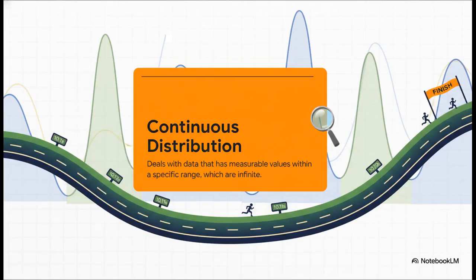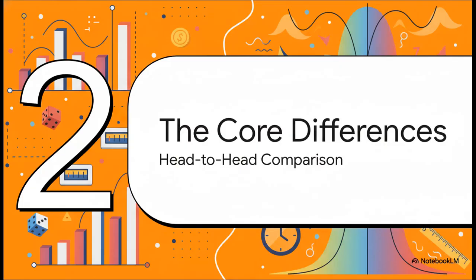And on the flip side, we have its counterpart, the continuous distribution. This one is the specialist for data that you measure. It can take on any value at all within a specific interval. A great example is the time it takes to run a race. It could be 10.1 seconds, or 10.11 seconds, or 10.112 seconds. I mean, you could just keep going. There's literally an infinite number of possibilities inside any range you pick. Okay, so now that we've met them, let's put them head-to-head to really see how they're different in practice.